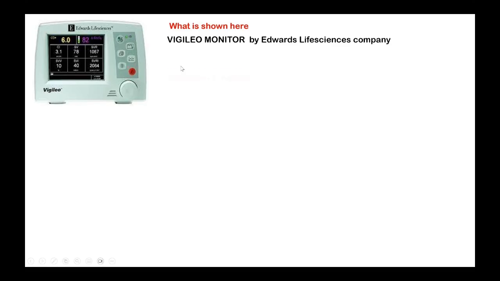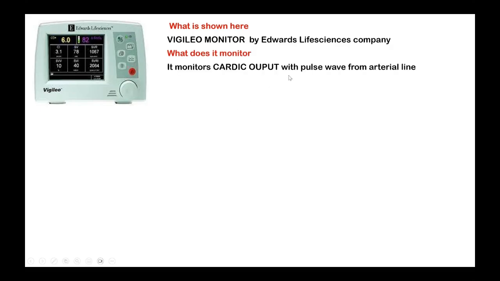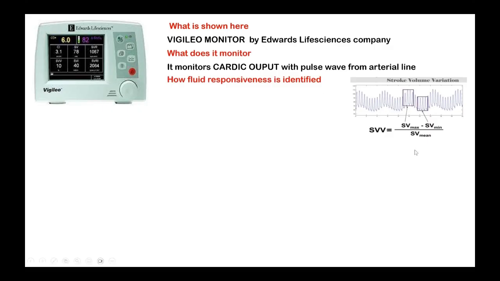What does it monitor? It monitors so many parameters, not only cardiac output: pulse wave, arterial line, and how fluid responsiveness is identified using this monitor. Stroke volume variation: stroke volume max minus stroke volume min, divided by stroke volume mean. So you can use that to find out fluid responsiveness. What are the advantages and disadvantages of this monitor?